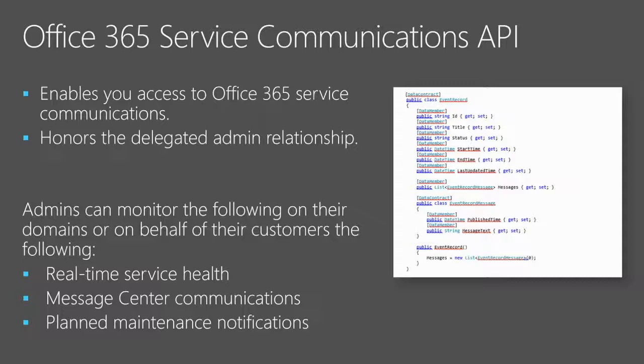The Service Communications API. So I did show you within the Partner Admin Center that you could go to the Service Health Dashboard for a particular customer, and that's great for the portal experience. If you wanted to ingest that more programmatically, you could use the Service Communications API, which does honor the delegated administration relationship. So you as a partner could pull in this information for all the customers that you manage, including real-time information on service incidents, planned maintenance, as well as all the message center feeds that go into that customer's environment as well. So this is definitely something worth looking into. If you wanted to, for example, incorporate this into your own internal dashboards, this is a great way to do that.